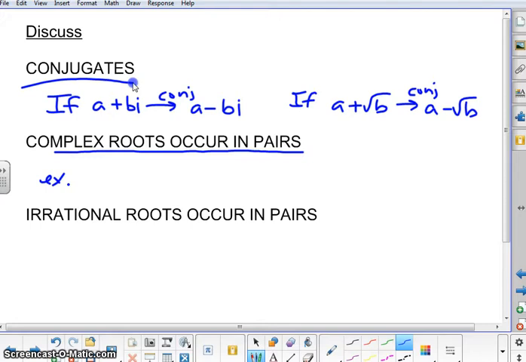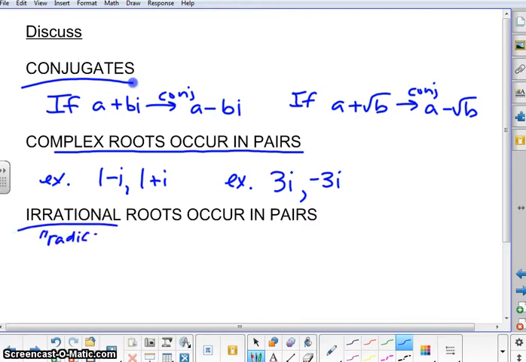If we already know that 1 minus i is a complex root, we know automatically that 1 plus i is going to be another one. Maybe another example: if I know one of them is 3i, then another one has to be negative 3i. So those are going to come in pairs. Okay, and then same for irrational roots, where you're always going to see the radical sign. An example of that is 1 plus the square root of 2, and then another root would have to be 1 minus the square root of 2.